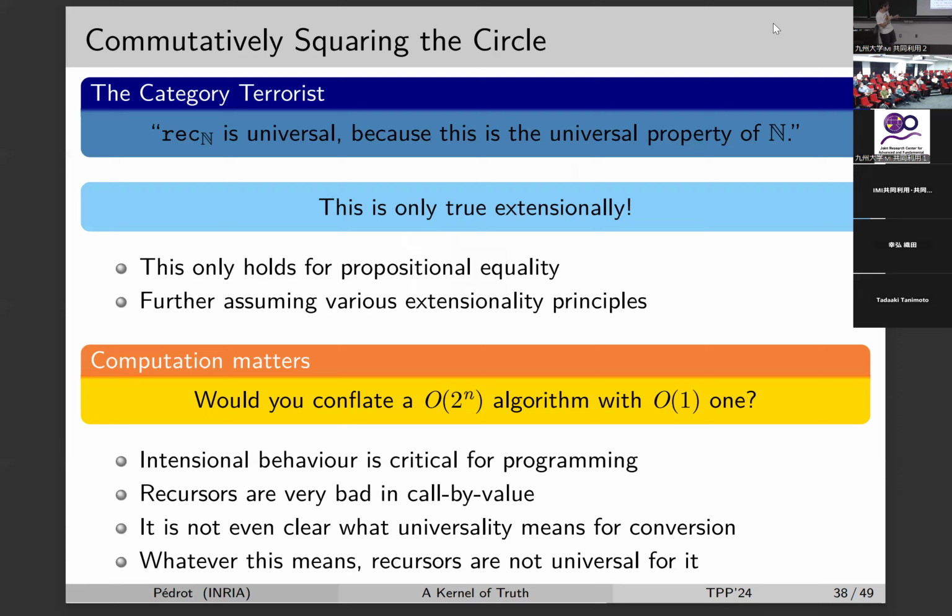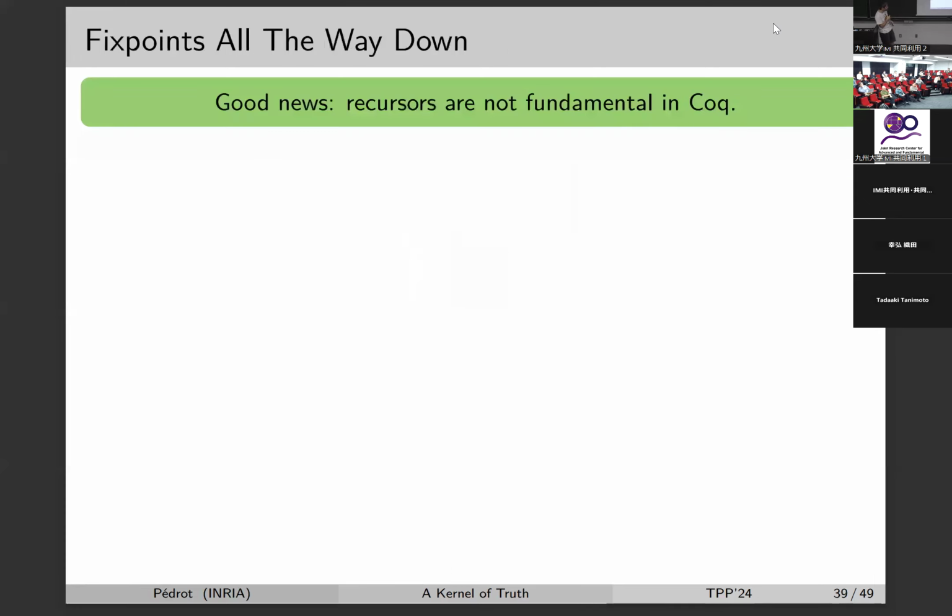If you care about conversion, it's even worse than that. Universal, but the universal property doesn't make sense. The question is open, what it means, and however you do it, it's not clear that you can encode all well-defined functions on natural numbers intentionally through the recursor. So there is something extremely fishy here. What the category theorists have been talking about only works in a world that is not really the world of programming. It's a world of extensional functions, which is an approximation.